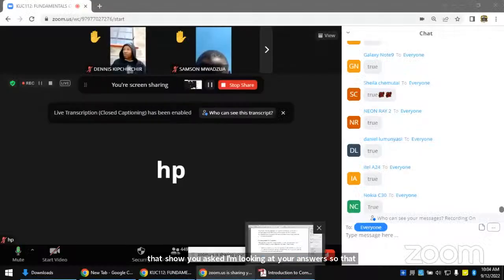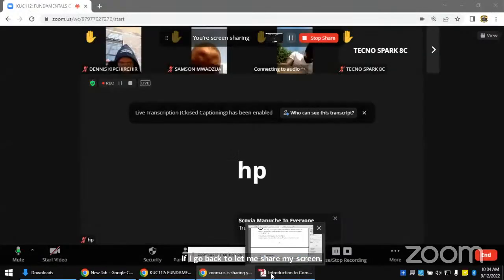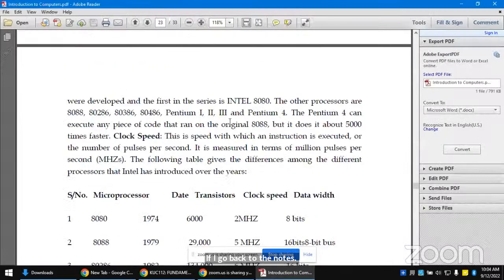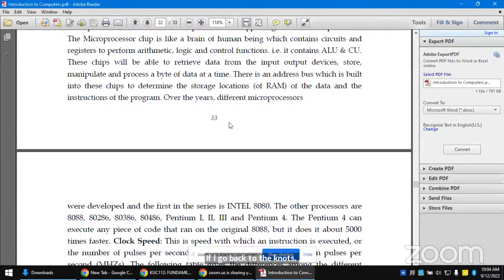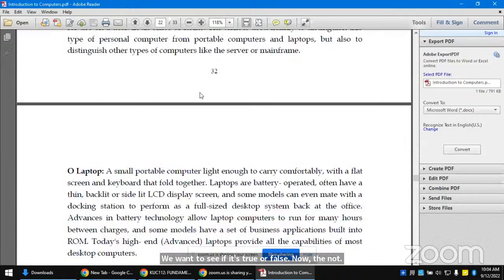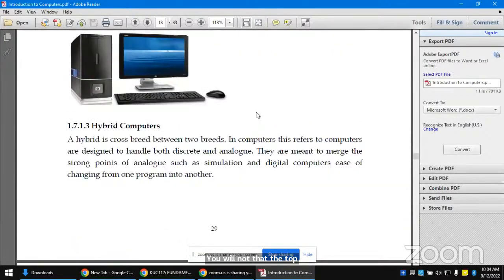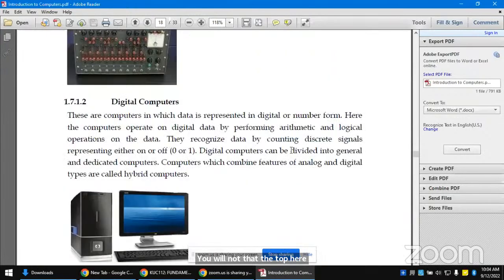So let me share my screen again. The question was about computers, and I'll just remind you, if I go back to the notes, we want to see if it's true or false. If you go back to the notes, you will note that at the top here, we said research shows that the trend in computer technology. Just a minute, I see you cannot see my screen, so let me share.